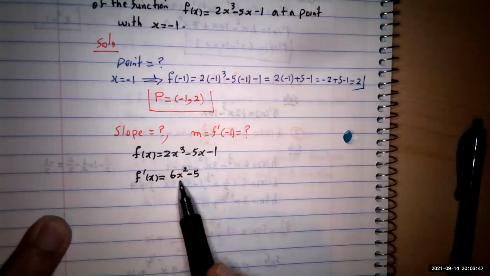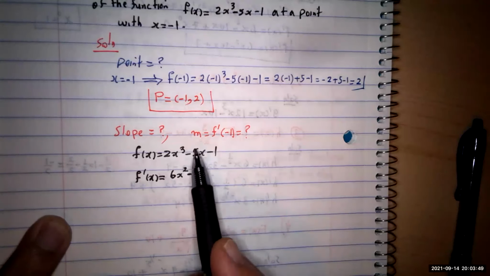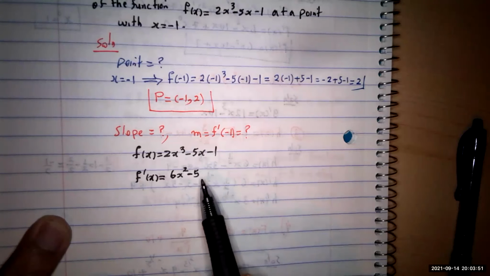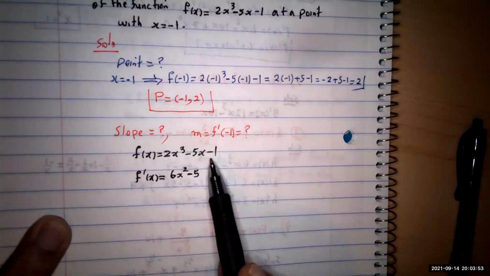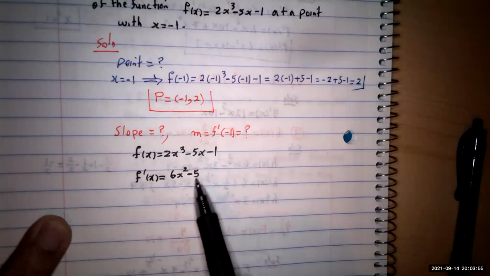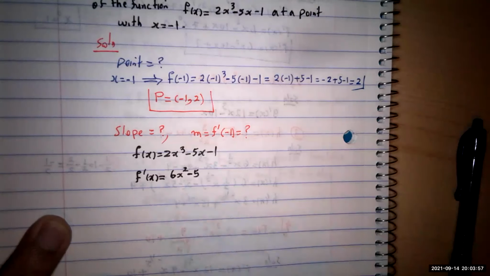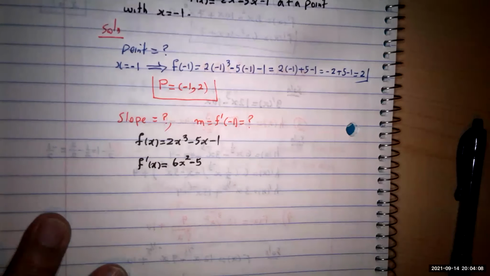3 times 2, 6, x to the 1 done, 3 minus 1, 2, 6x squared. Minus 5x, derivative of 5x, 1 times 5, negative 5, x to the 0. Because this is x to the first power, 1 minus 1 would be 0, x to the 0 is 1. And negative 1 is a constant, so you don't have anything for it. Okay, so that's f prime of x.